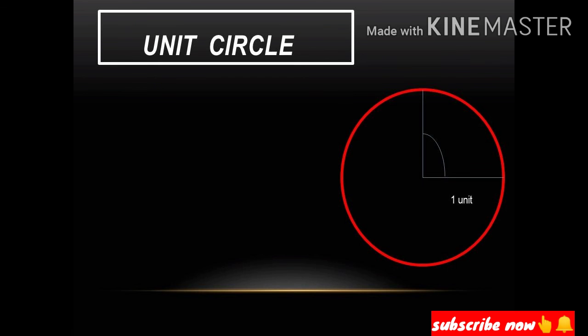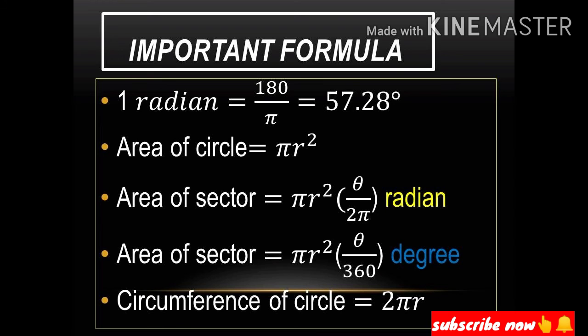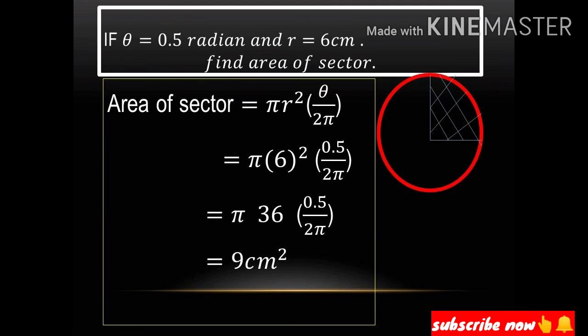Now it's time to define the unit circle. Unit means 1. Whenever a circle has a radius of 1, it can be 1 meter, 1 centimeter, 1 millimeter, or 1 inch. If any circle has such a radius, it will be called a unit circle. Here we have some important formulas which you have to remember during the university test: 1 radian, area of the circle, area of the sector in radian, area of the sector in degree, and circumference of a circle.